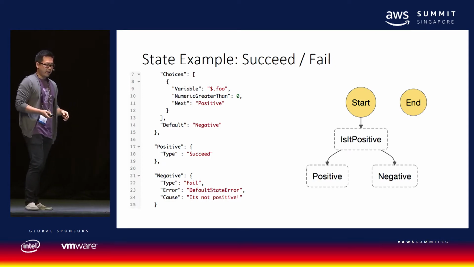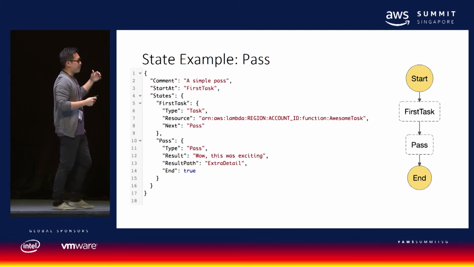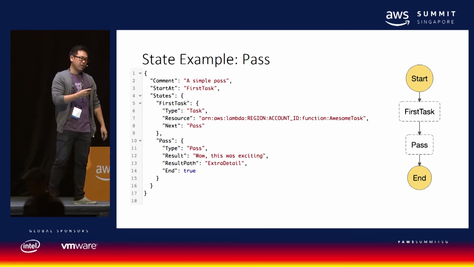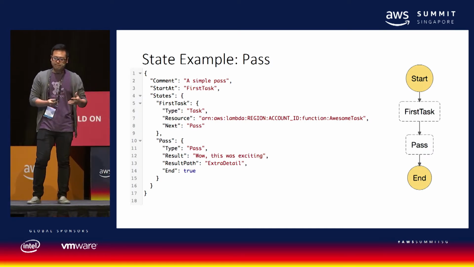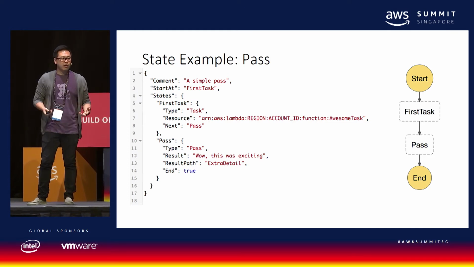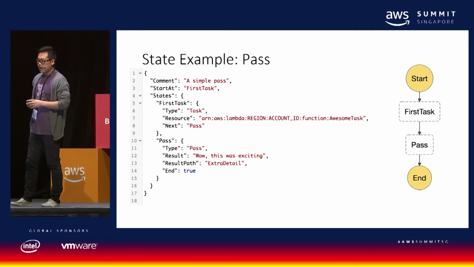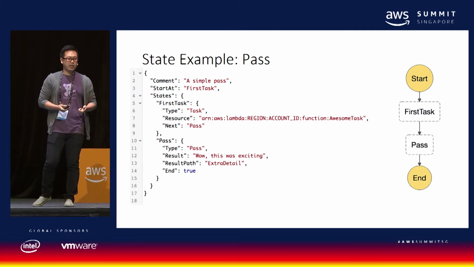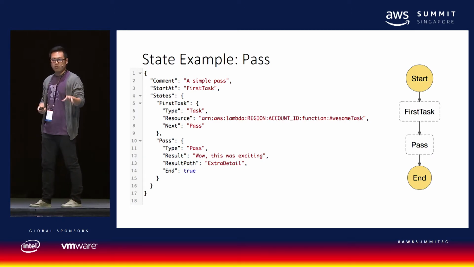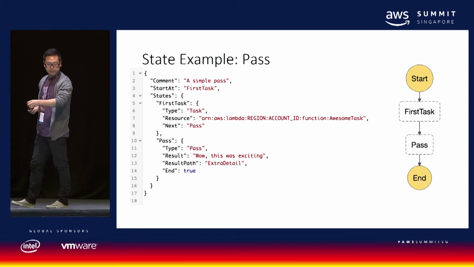Next, we have a pass. So what does pass do? Pass just simply passes through a state to the next task. Why might you want that, you might ask? Well, a couple reasons. One, maybe you are building out your step function. You know that you need 10 steps, but you don't really have the functions written yet. Well, a pass can serve as a great placeholder right here, where you can write that pass and kind of pass through what you know you need.